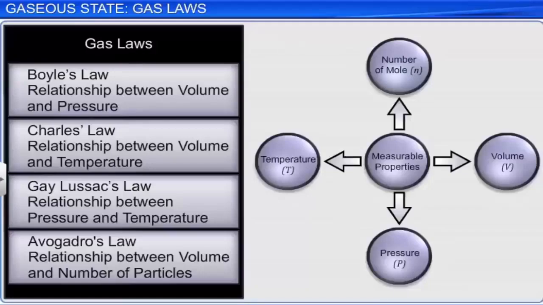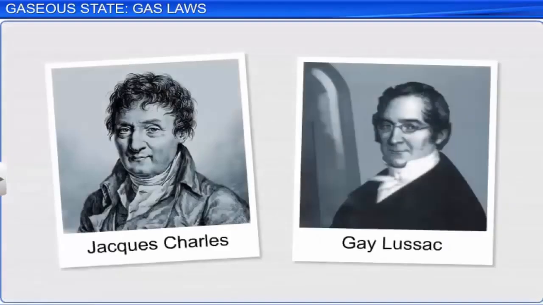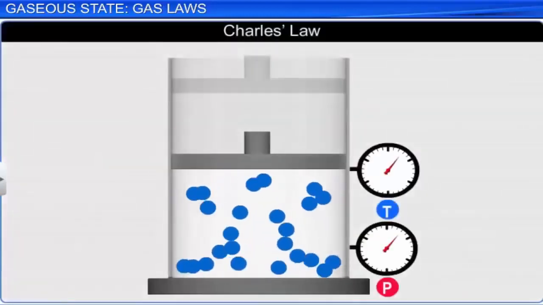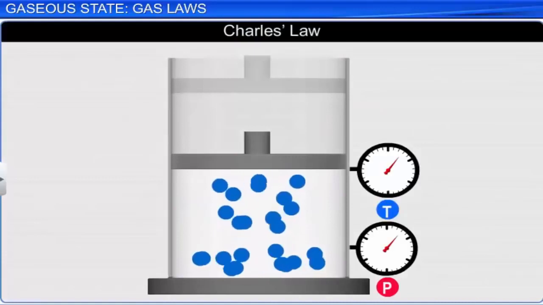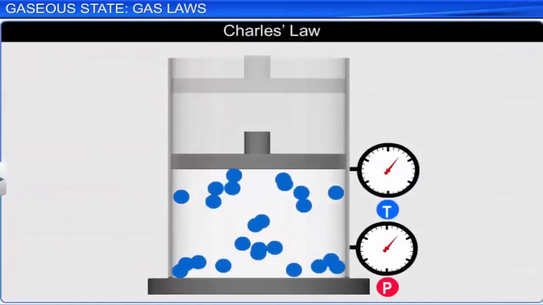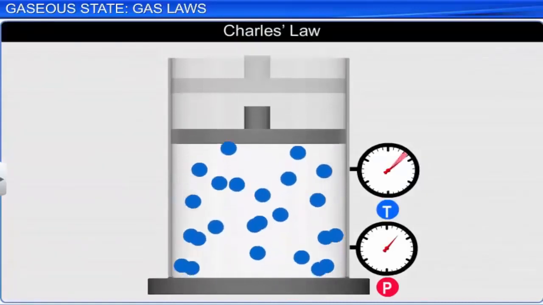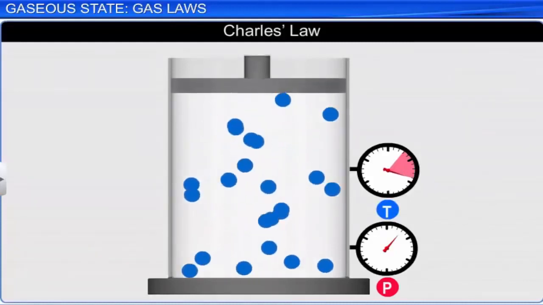The next law is Charles' law, which describes the relationship between the volume of a gas and its temperature. Jacques Charles and Gay-Lussac studied the relationship between volume and temperature of gases independently. They concluded that for a fixed mass of gas at constant pressure, the volume of gas increases with increase in temperature and decreases on cooling.